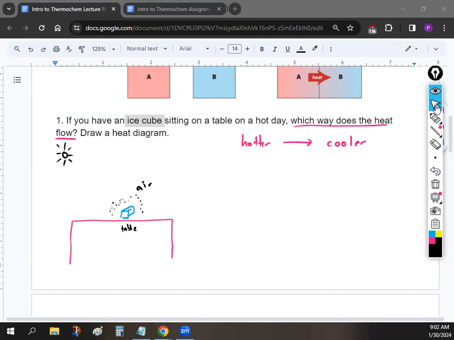Okay. And all we got to figure out is, is energy gonna go from the air and the table into the ice cube, or is energy gonna go from the ice cube to the air? Okay, we just said it goes from the hotter to the cooler. So what is hotter, the air and the table or the ice cube? Yeah, obviously the air is going to be warmer. The table is going to be warmer than the ice cube. And so if we draw the heat flow, we just need to draw arrows going from the air and the table into the ice cube just to show that energy is going into the cooler object. Okay.